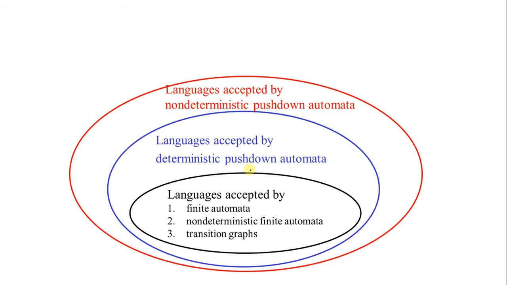Before moving on, let's see this diagram. It says that the languages defined by these tools, FAs, NFAs, and transition graphs, are these languages. The PDAs, non-deterministic PDAs, can define even more languages, including these ones.